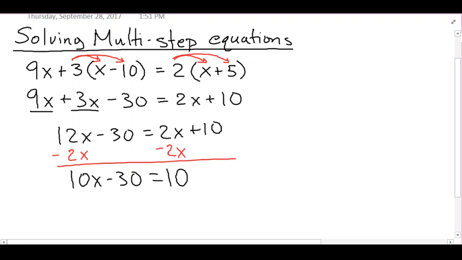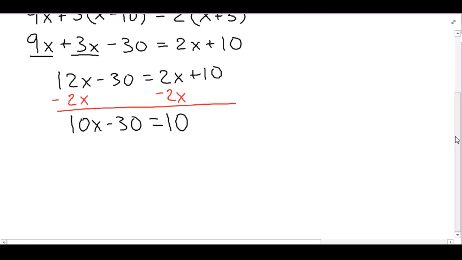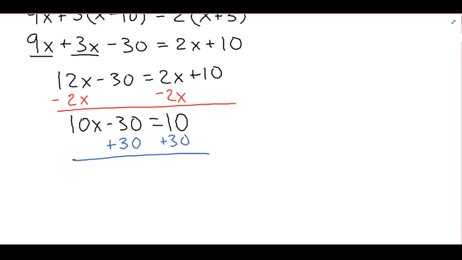Now that I have all my x's on one side, I want everything else that doesn't have an x to move away from that side. So since it's on the left side, I want this 30 that doesn't have an x to move over to the right side. I'm dealing with a negative 30, and the opposite of negative 30 will be a plus 30. Same thing as subtraction. If you do some addition to one side, you have to do it to the other side. So we're going to go ahead and add 30 to both sides over here. So we're going to end up with 10x is equal to 40.